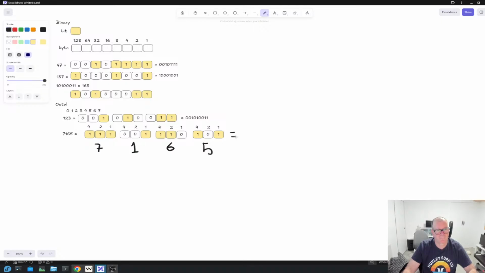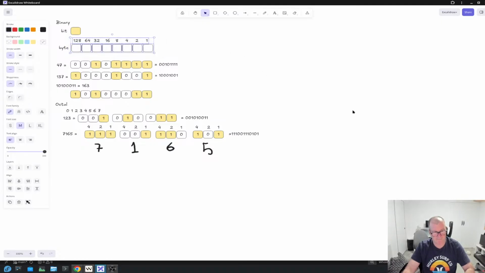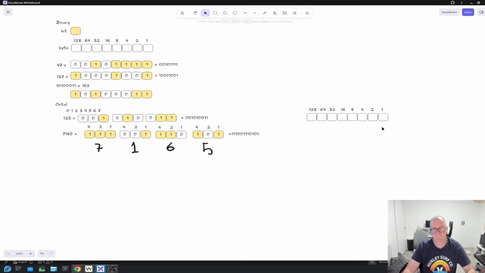So in binary, 7165 is equal to 111 001 110 101. How much is this in decimal? It's just to apply this logic. Pay attention that we have more than 8 bits now here. So we're going to need more than 1 byte to represent this number.